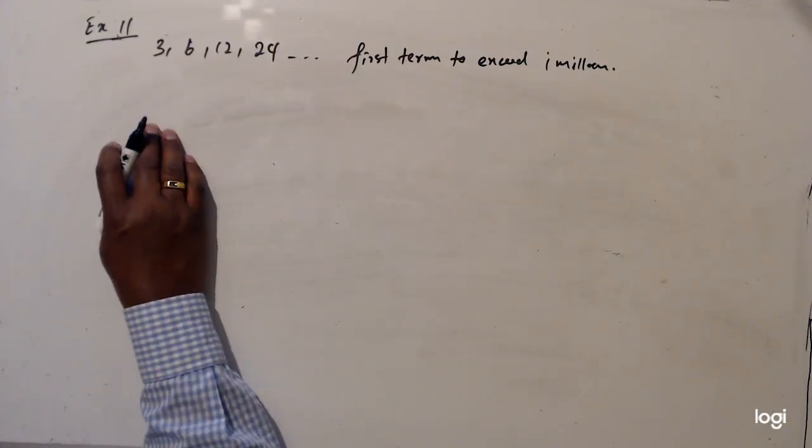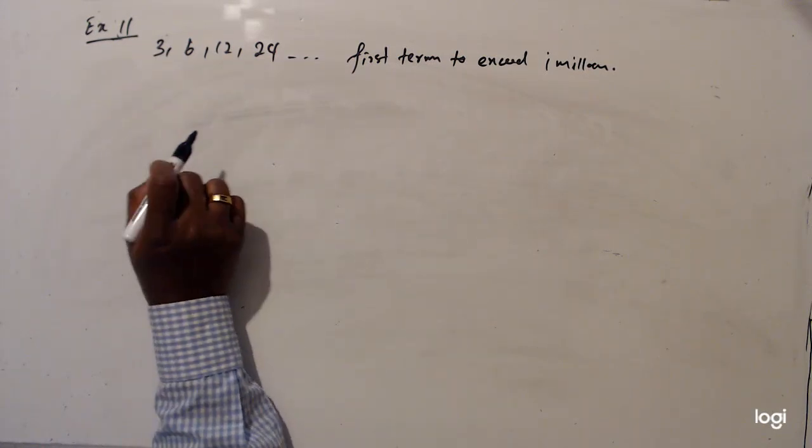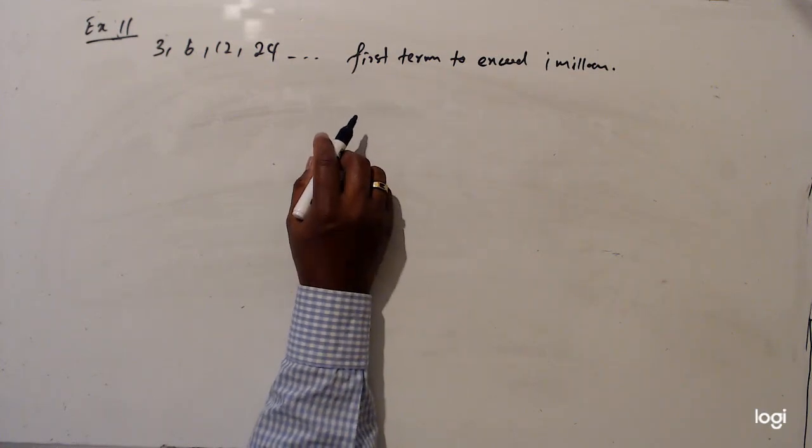Example 11, a geometric sequence is given. We need to find the first term to exceed 1 million.